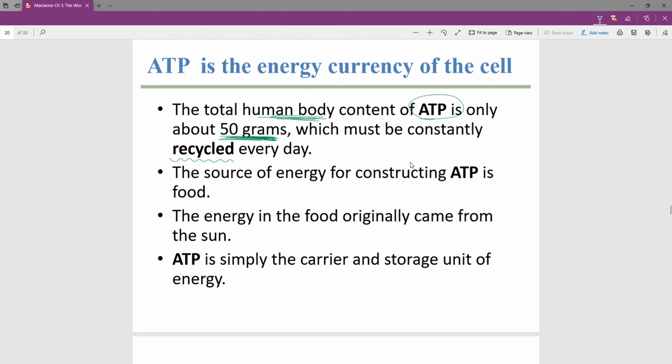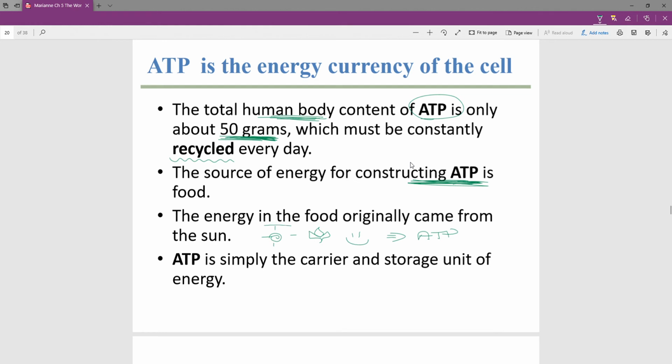So the source of energy for constructing ATP is food. So you digest food and take that potential energy and then store it into ATP. And if we were to think one step back from there, the sun actually grew the food you were eating so that you could eat it and then make the ATP. And if you don't eat the plants, then you eat an animal that ate the plants.